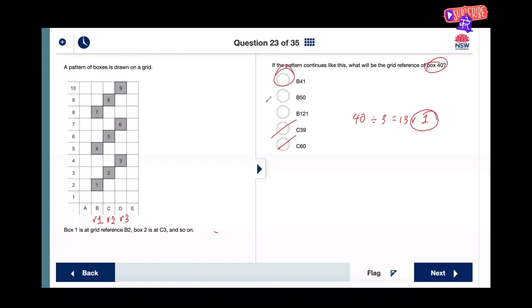So again, B 41. So as you can see, there's multiple ways to analyze a pattern. It's whatever you're most comfortable with, whatever your mind discovers. And so just be aware that there's multiple patterns or methods that you can see. So that's question 23.